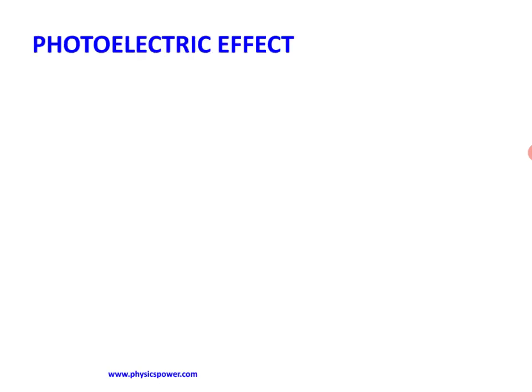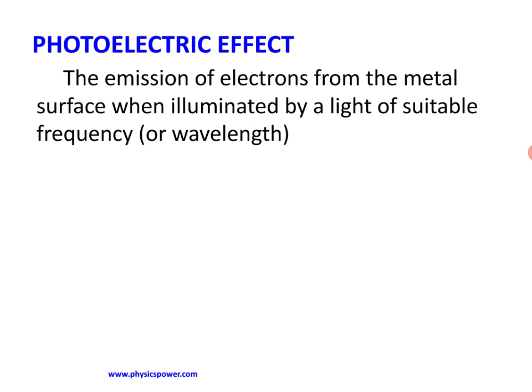Let us see the definition point of view. The photoelectric effect is defined such that when light of sufficient frequency is incident on a metal surface, that light can pick out electrons from the metal surface. This phenomenon is called the photoelectric effect, meaning the emission of electrons from the metal surface when illuminated by light of suitable or sufficient frequency or wavelength.